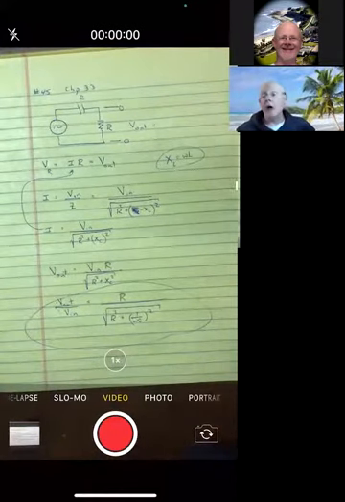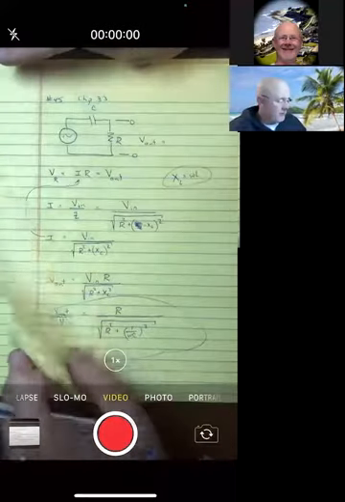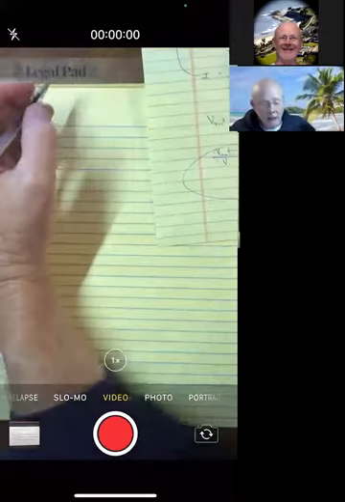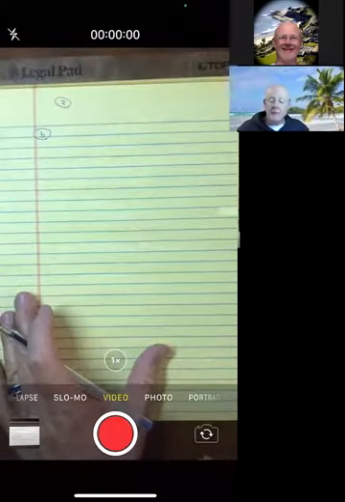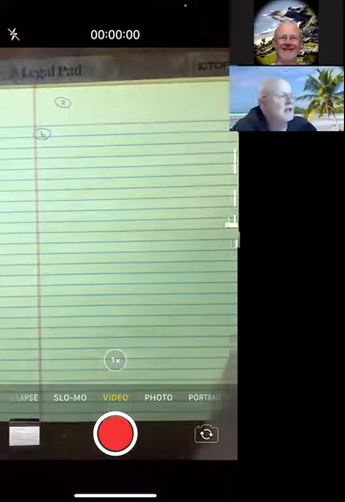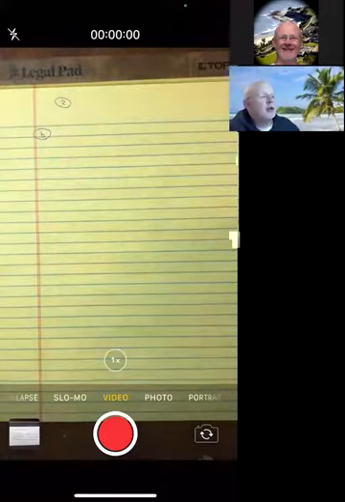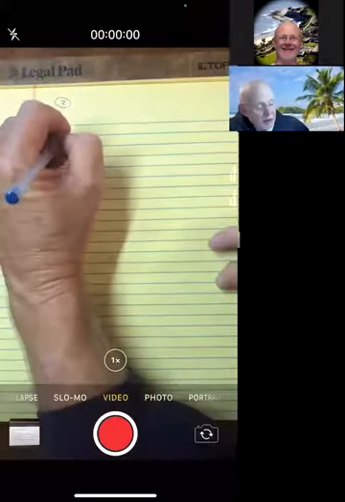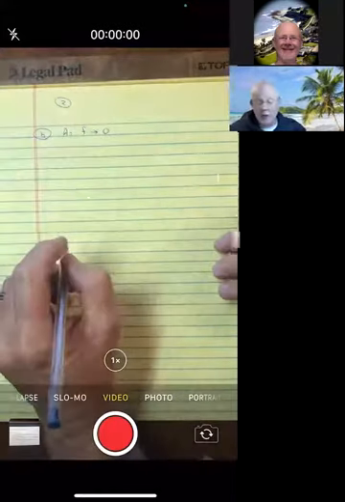Now, here's why we call it a filter, though, because in part B, so go to another page here, page two, part B, says this: what value does this ratio approach as the frequency decreases towards zero? So as f approaches zero.